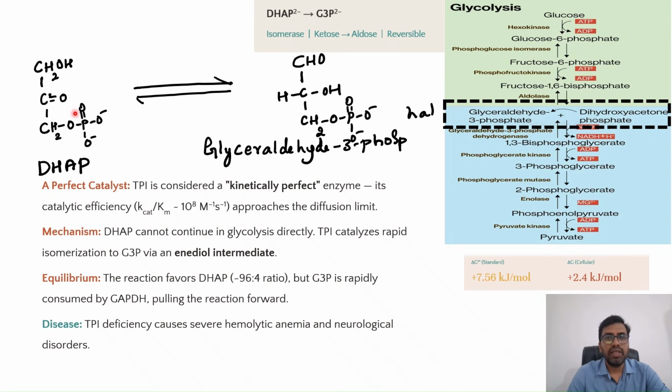Now, in this reaction, since glyceraldehyde 3-phosphate is continuously consumed by the next reaction, the concentration of glyceraldehyde 3-phosphate will become very, very low. Because of this, during glycolysis, the conversion of dihydroxyacetone phosphate into glyceraldehyde 3-phosphate is favored.